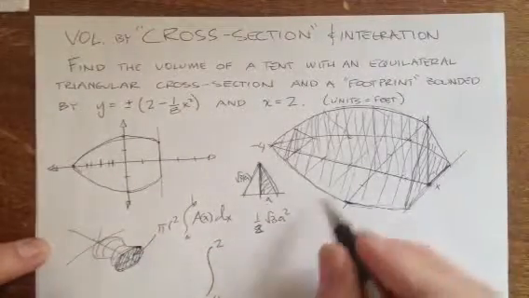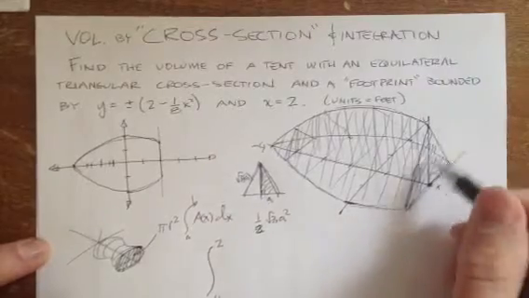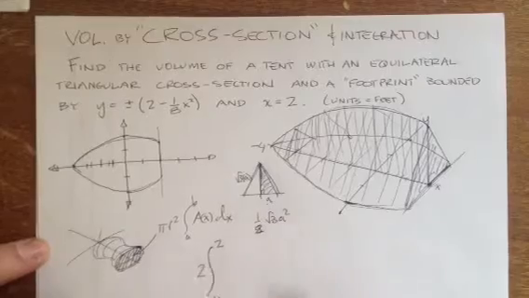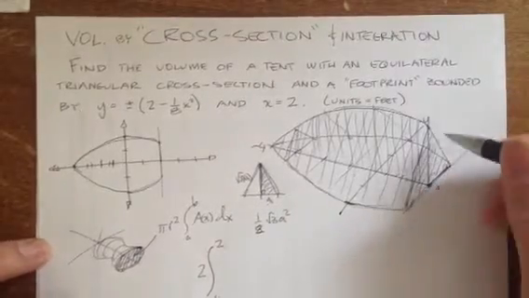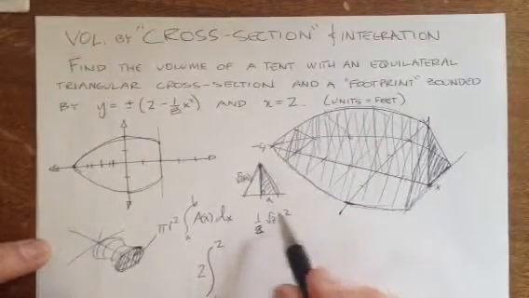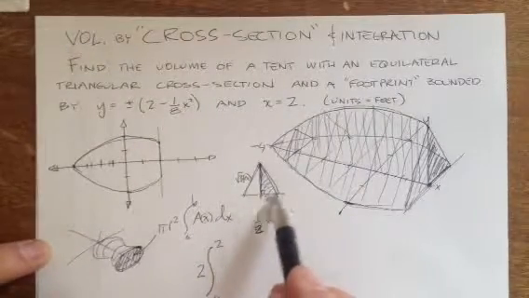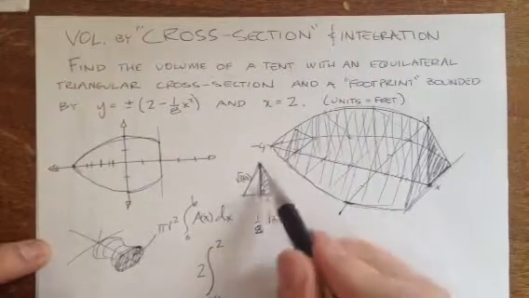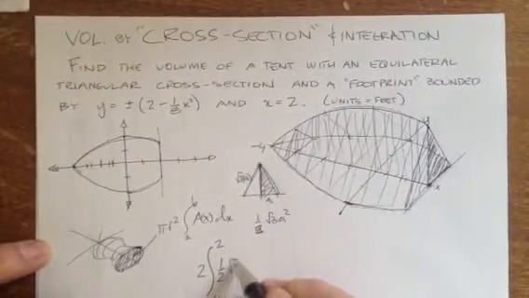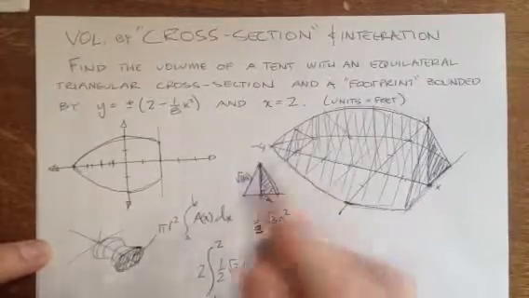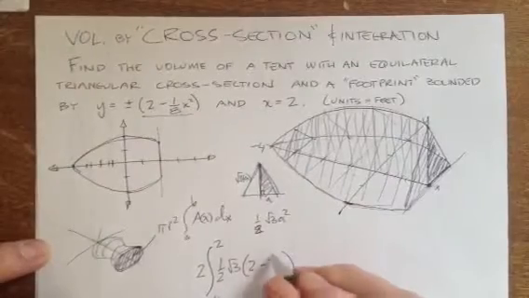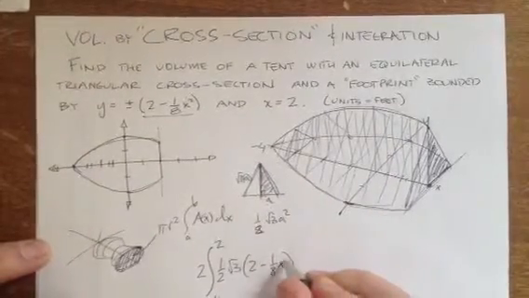And then I know that this cross-sectional area, well, I'm going to take half of it, so then I'll double it later when I'm done with that. That's going to be the area of this triangle, which I just said was 1/2 a times a radical 3. That's just for this smaller half. So that's going to be 1/2, and then radical 3 times, then it's the function for the parabola. So it's 2 minus 1/8 x squared.